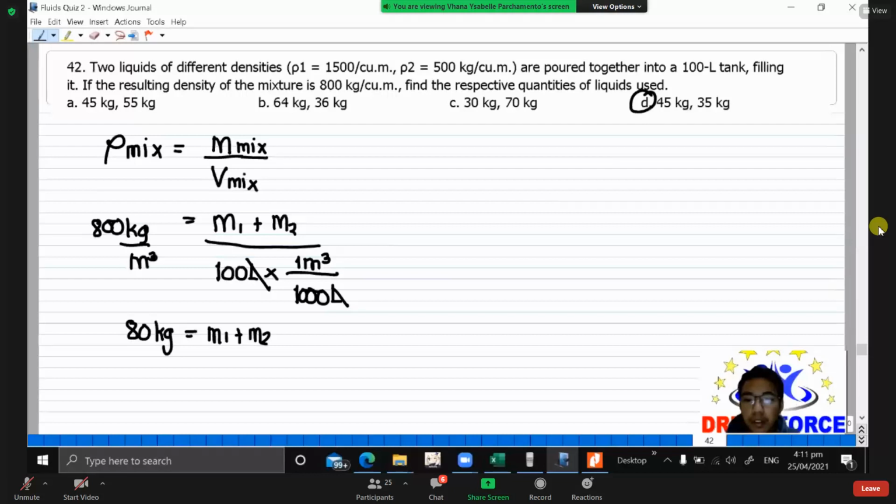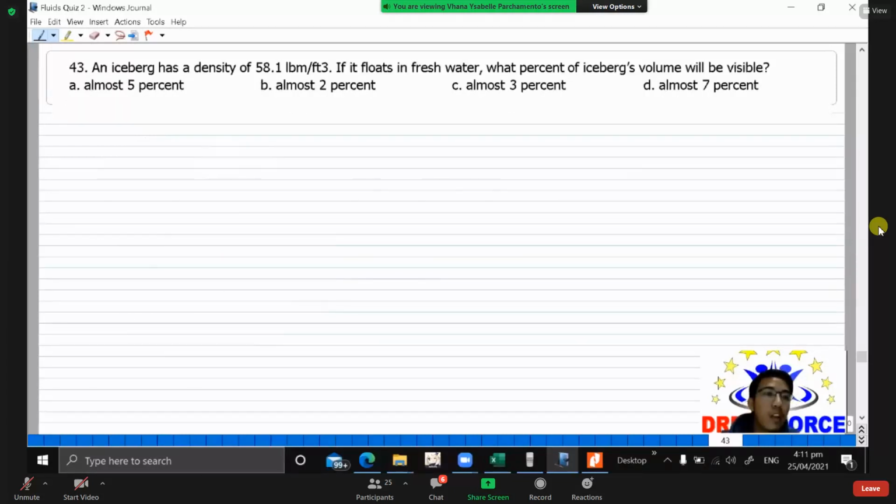Okay, next number. Okay, so an iceberg has a density of 58.1 pound mass per cubic feet. If it floats in fresh water, what percent of the iceberg's volume will be visible?